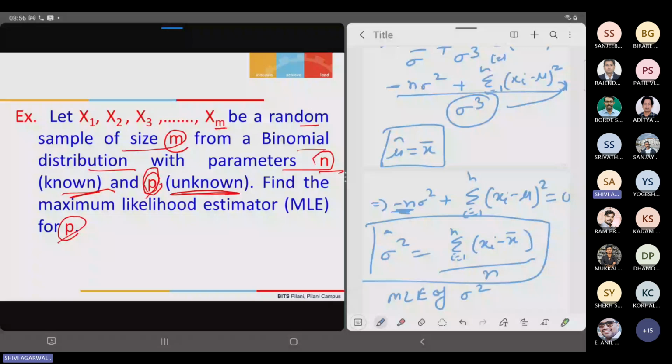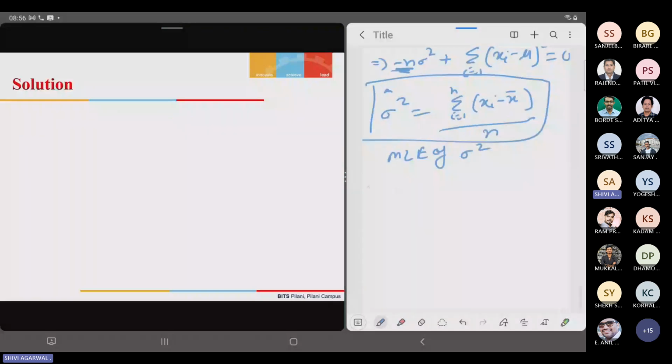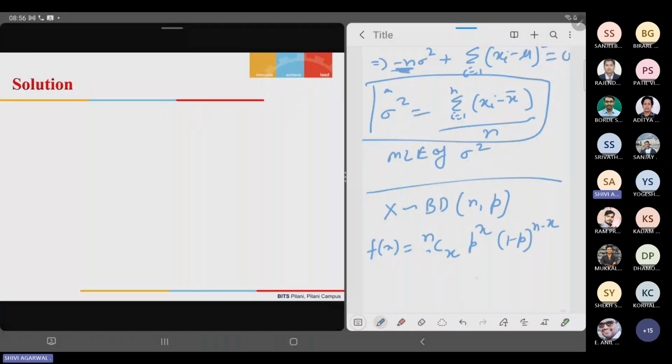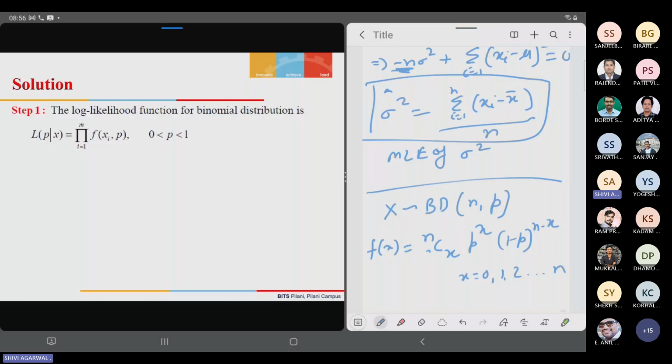So what is the density function of the binomial distribution? If x follows the binomial distribution with parameters n and p, do you remember f(x)? That is nCx p to the power x, 1 minus p to the power n minus x, when x is equal to 0, 1, 2 up to n. Otherwise it is 0. So this is the density function. Now we are multiplying it. Okay, and p is also between 0 and 1.